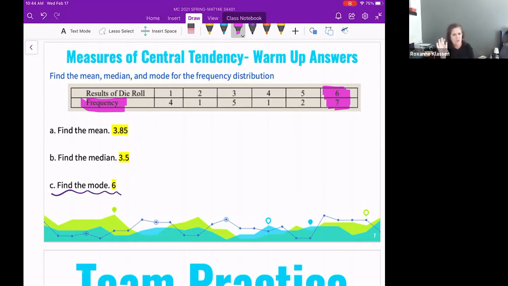The median we'll talk about in just a second. 3.5, you may or may not see where that came from. But let's talk about the mean. Somebody who got the mean correct, even if you had a rounding error, can you explain your math, what you did?